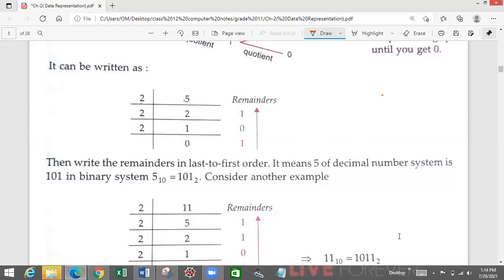So the base is written here. Now I'm doing the division. How many times can 5 be divided by 2? 2 times, and 1 will be the remainder. I wrote the quotient here, and I wrote the remainder here.